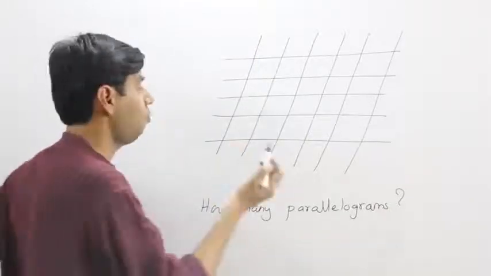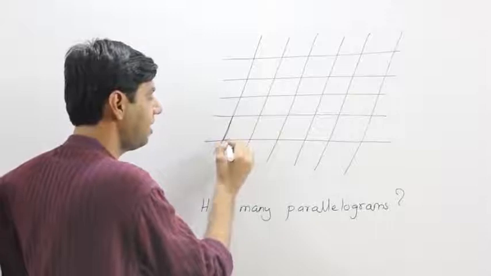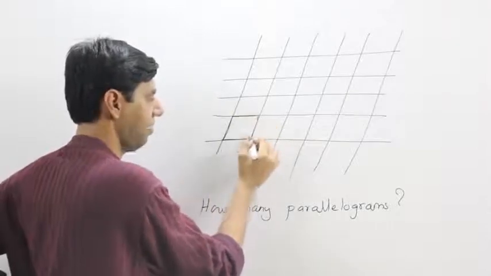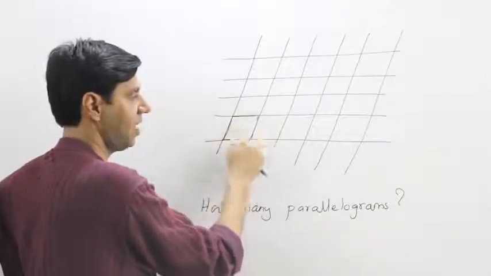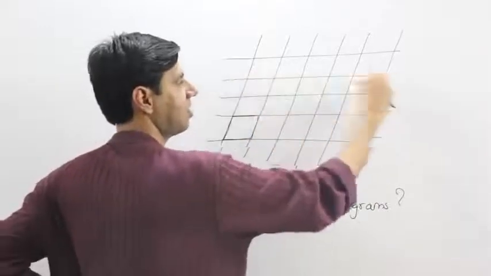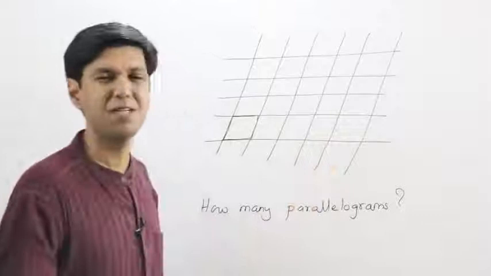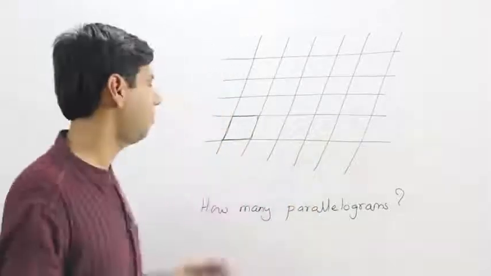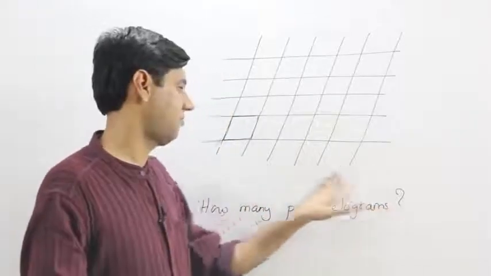To a very beginner, these could only be the non-overlapping parallelograms. This is the first. So if I just count 1, 2, 3, 4, 5, 5 in a row. First row, second row, third row, fourth row, 5 fours are 20. But that's totally a beginner's error sort of thing, right?